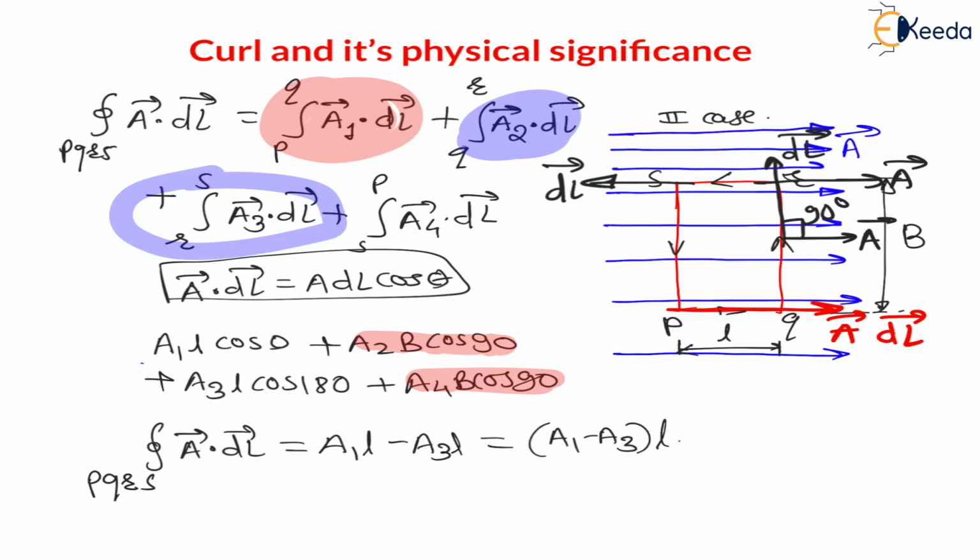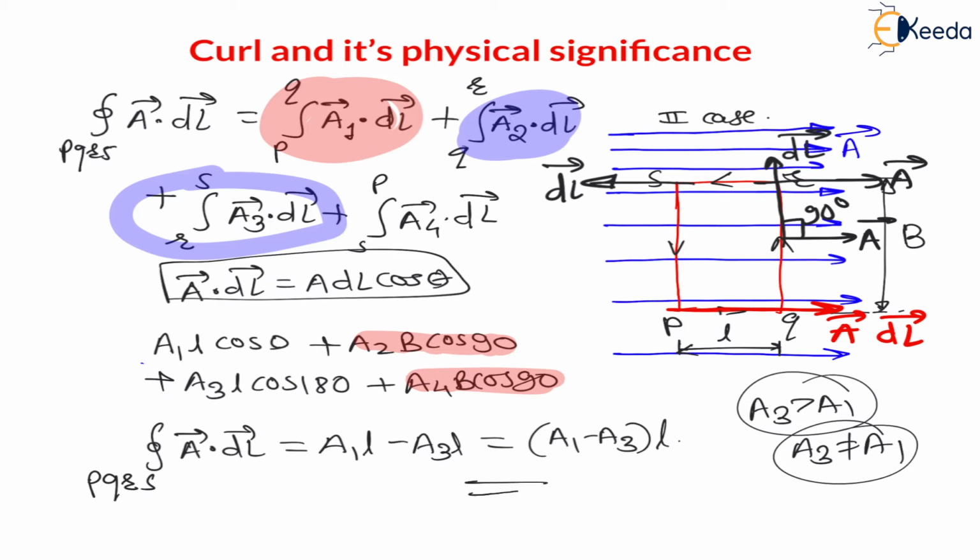And my dear students, A1 is at bottom and A3 is at top. So A3 belongs in high strength of vector field and A1 belongs in low strength of vector field. Means definitely here A3 is more than A1. Therefore we can say A3 is not equal to A1. Right. In this provided case, A3 is not equal to A1. Therefore this term is not equal to 0.